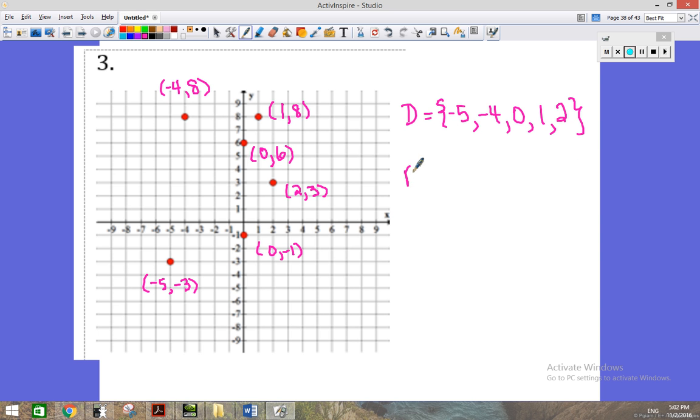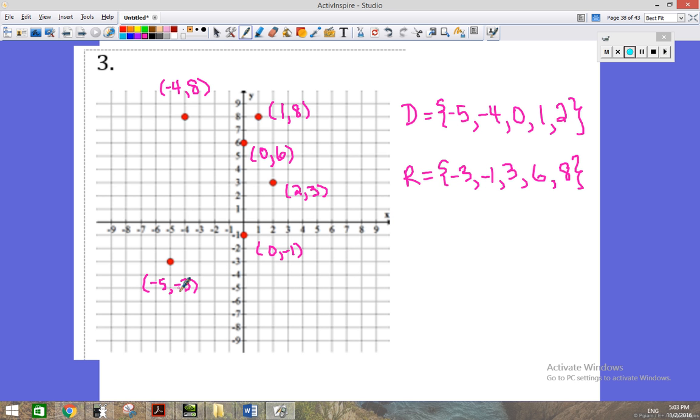Now for the range, I'm going to come at it from below and list the y coordinates. I've got -3, a -1, a +3, a +6. I've got two points that have a y coordinate of 8, but once 8 is in the range, you don't repeat yourself. Once it's in, it's in. So there's my domain and range for this relation.